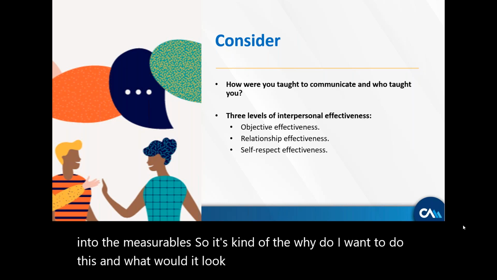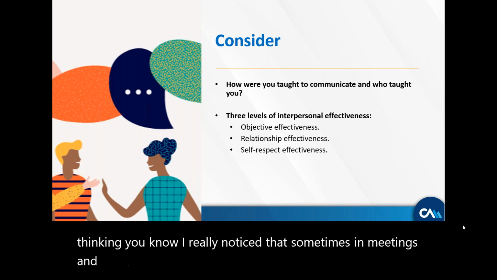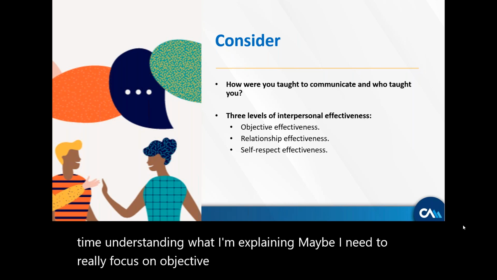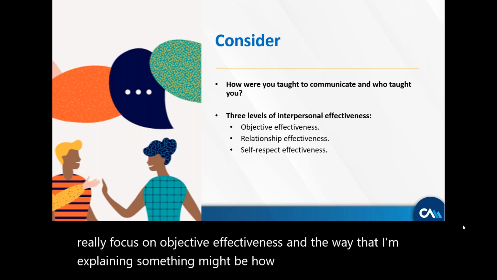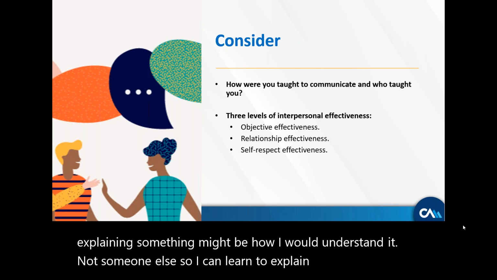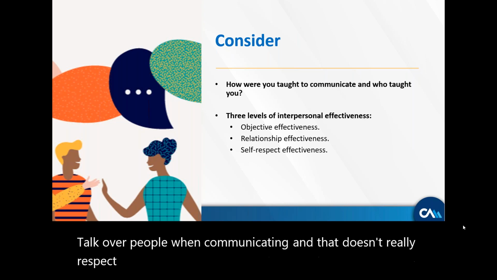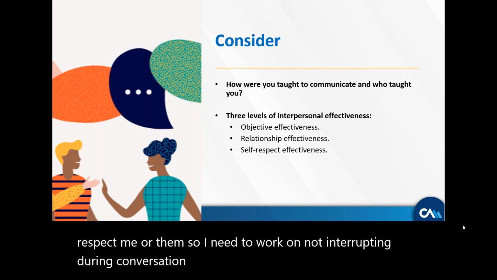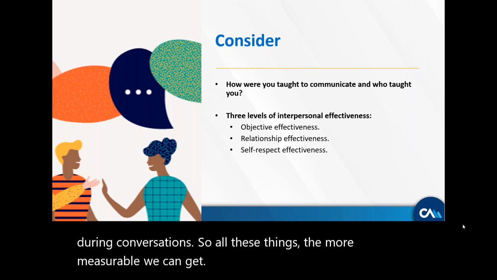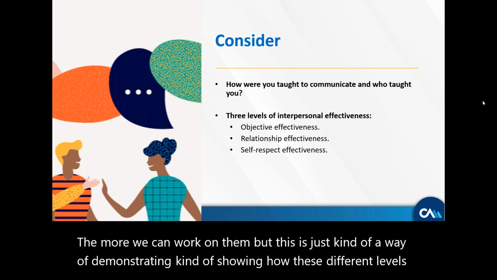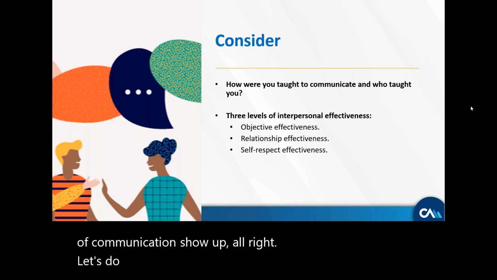So it's the why do I want to do this, and what would it look like if it was better? For example, I notice that sometimes when I'm training a new employee, they have a tough time understanding what I'm explaining. Maybe I need to focus on objective effectiveness, because the way I explain something might be how I would understand it, but not someone else. So I can learn to explain things differently. Or I tend to talk over people, and that doesn't respect me or them, so I need to work on not interrupting during conversation. The more measurable we can get, the more we can work on these things. This is just a way of showing how these different levels of communication show up.